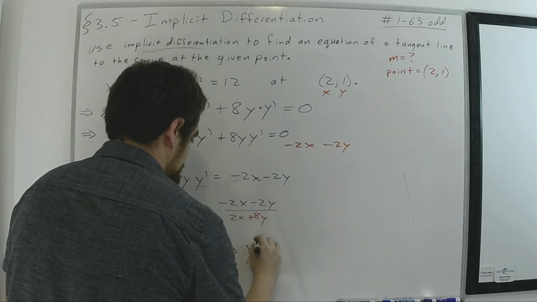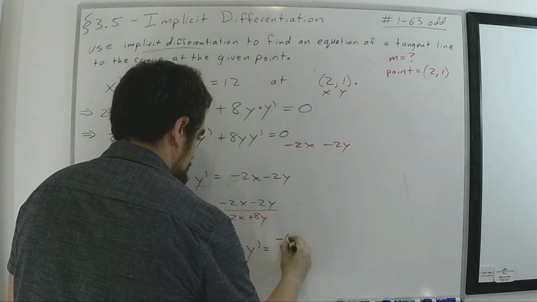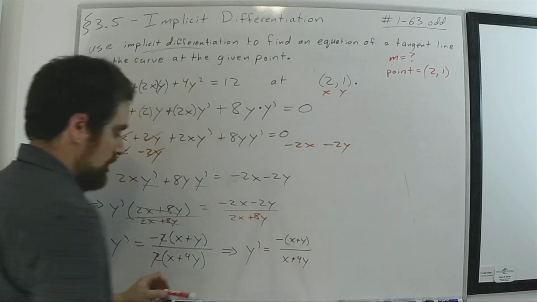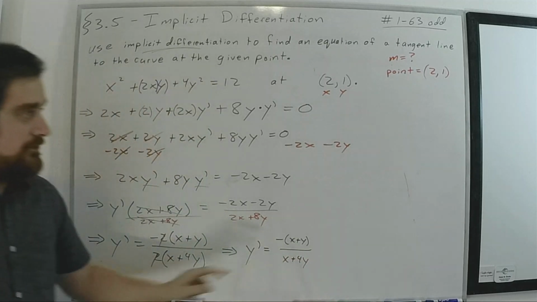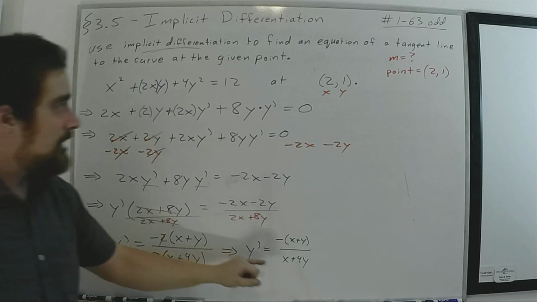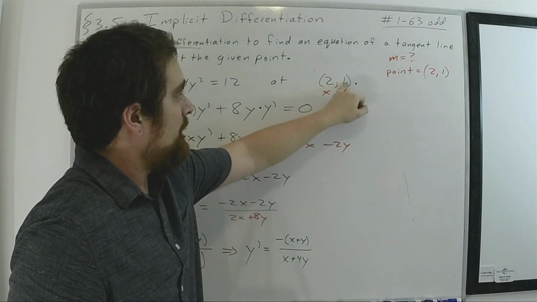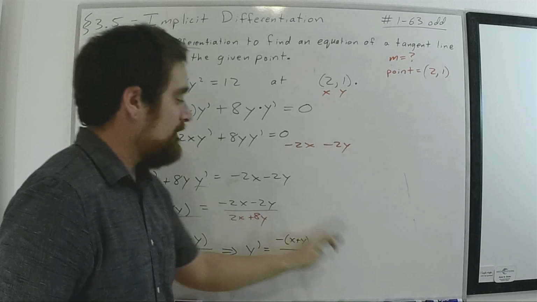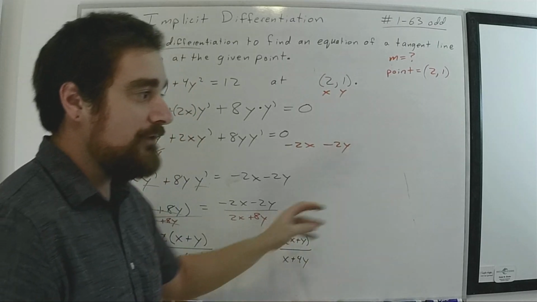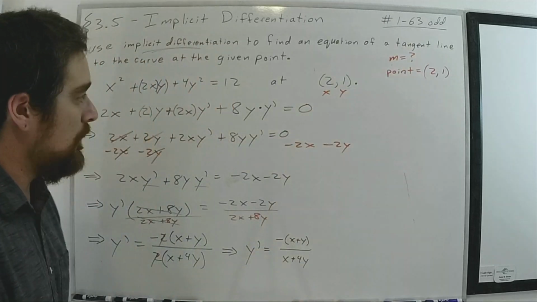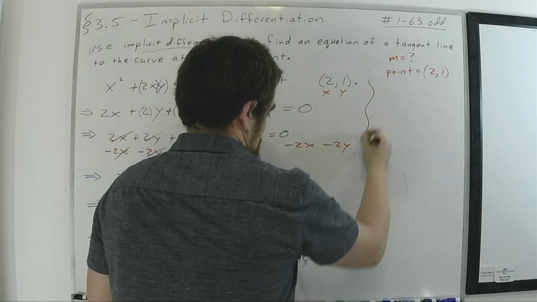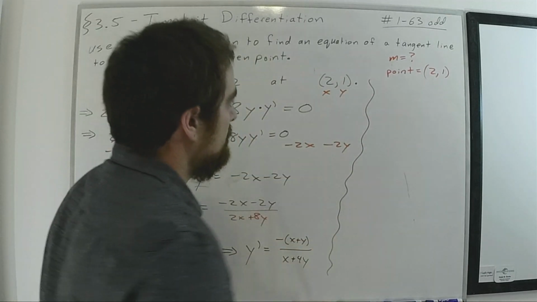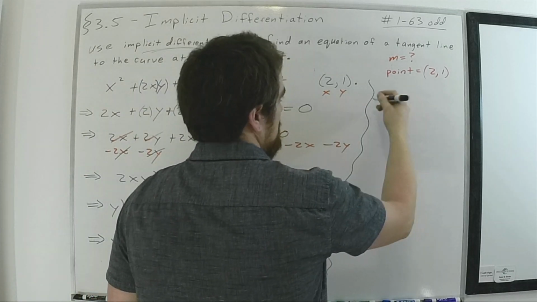This is y prime. It is negative quantity x plus y over x plus 4y. Now what I want to do with that is plug in this ordered pair 2, 1. That's my point. If I plug that point into my derivative, it will tell me the rate of change at 2, 1. Once I have that rate of change, I have my slope. So we can fit it in so that we get our equation for our tangent line. It's not going to take too long.